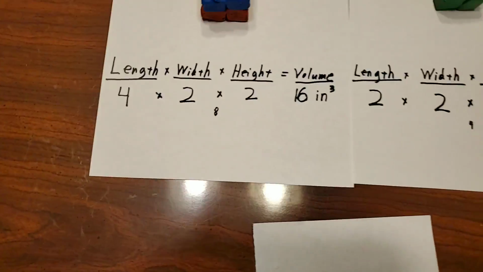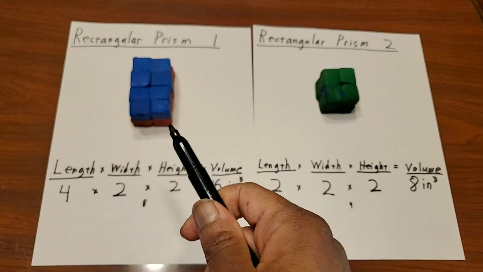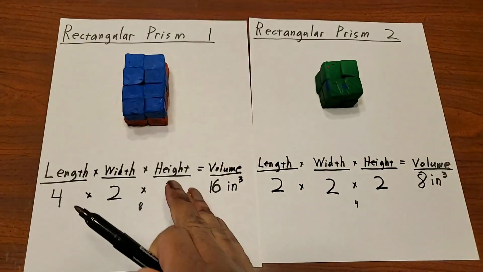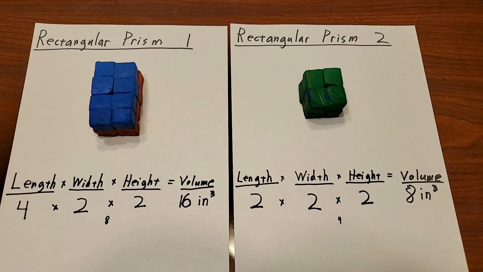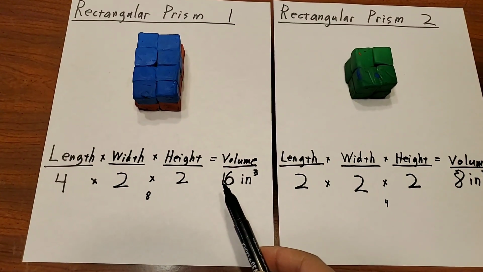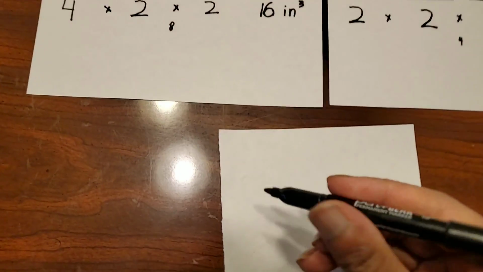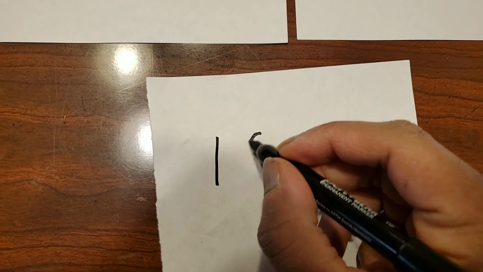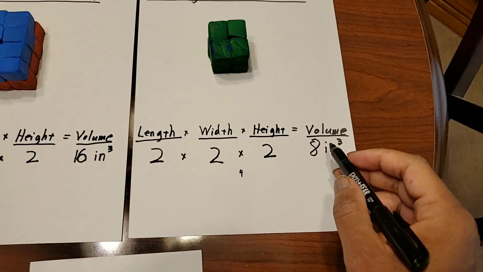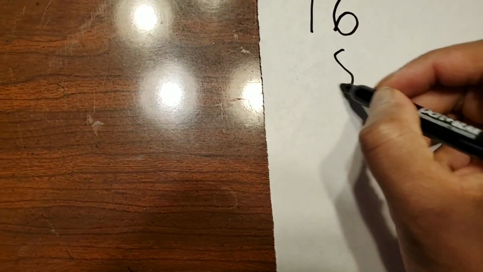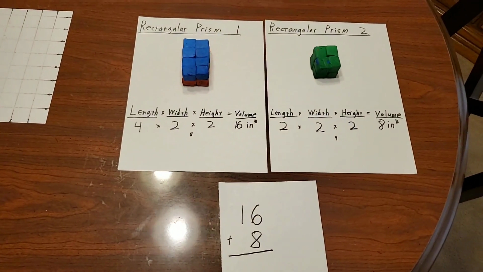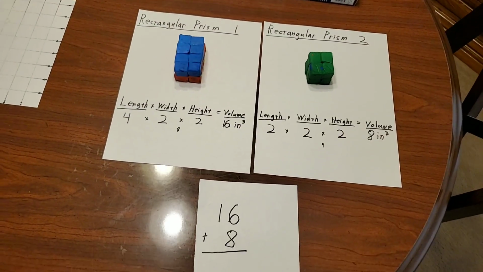I am going to take both objects. I'm going to add the volume of this object with the volume of this object. And that is going to give me the total volume of this object. So what is the volume of this object? 16 cubic inches. And what is the size of this object? 8 cubic inches. So we're going to add 16 cubic inches plus 8 cubic inches.